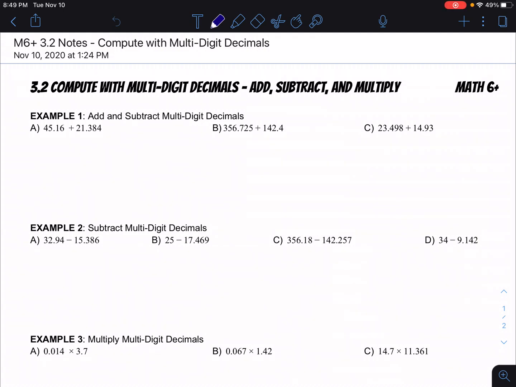Hey everyone, today we are going to be doing operations with multi-digit decimals. So we are going to be adding, subtracting, and multiplying. We're going to start with adding and then work in subtracting, and then the last thing we're going to do is multiplying, and then there is a short apply problem at the bottom.